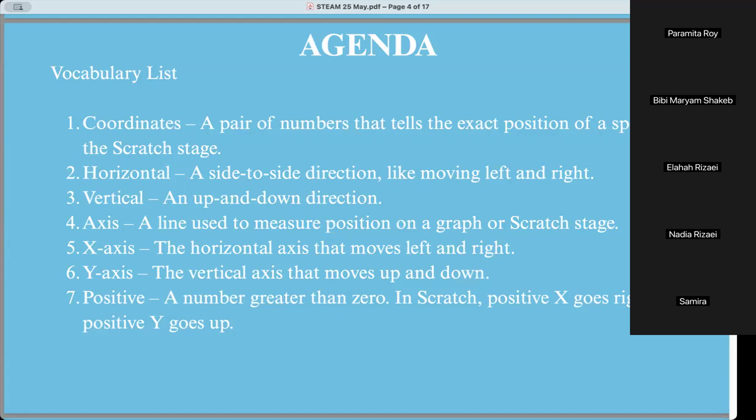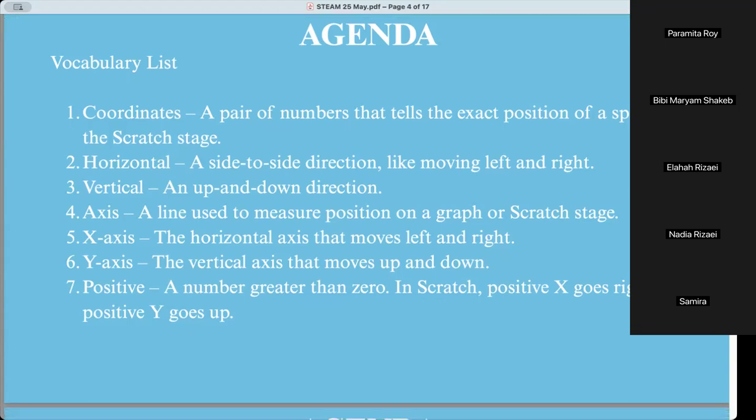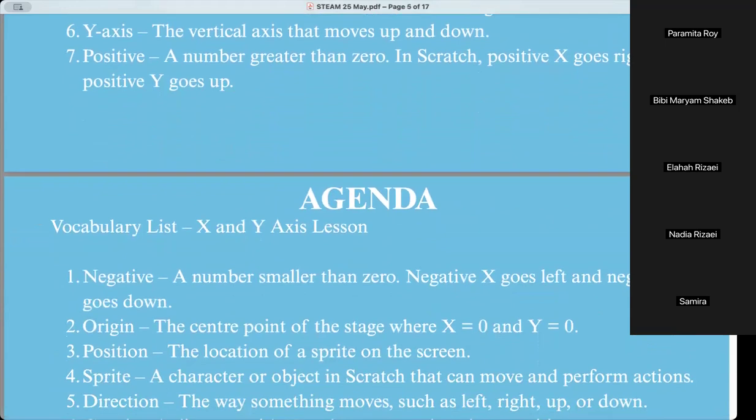So we have positives. Now, when we are going from the center, that is 0. I'm going to show you in a minute because I don't want to confuse you. When you're moving on the x-axis and going right, that is positive. And when you're going up, that is positive. Now we will see what makes it negative.